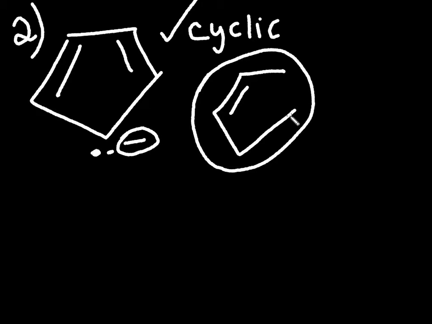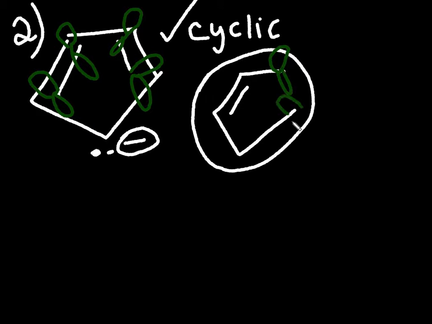In cyclic compounds, what happens is the p orbitals overlap. You have one there, one there, one here, one here, one here, one here. There's no overlap here at all. They're separated.